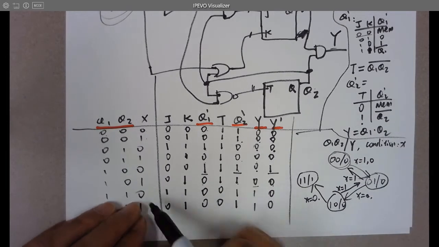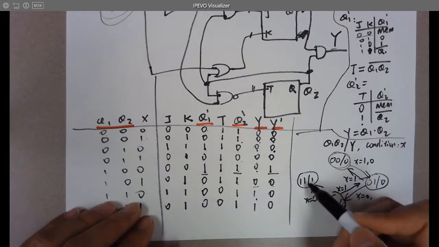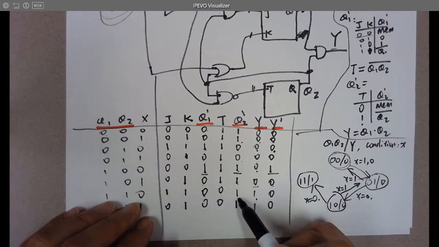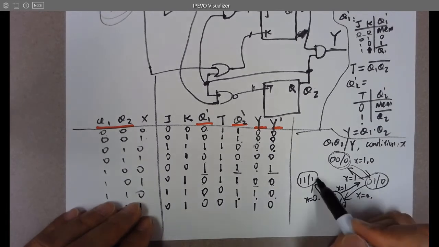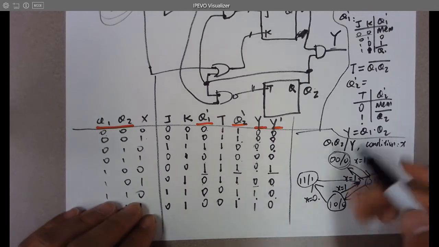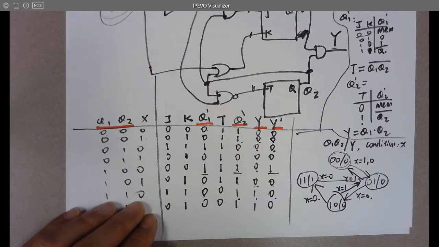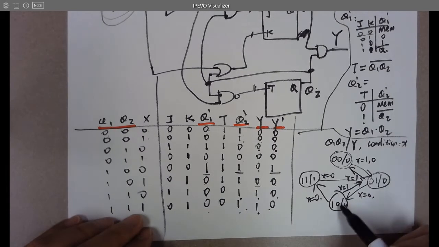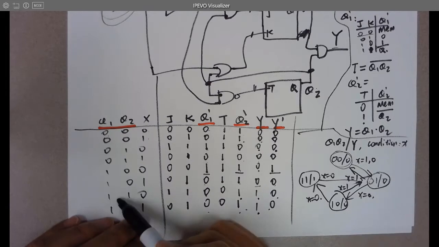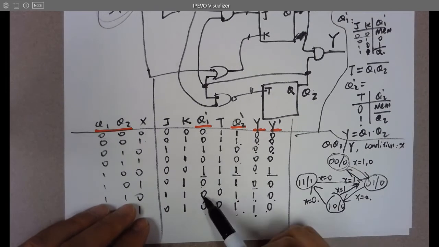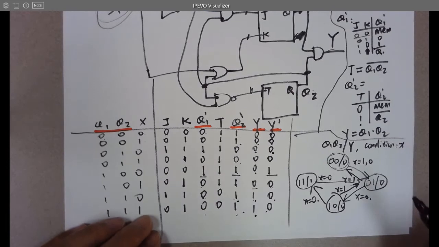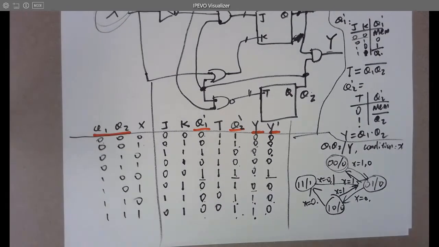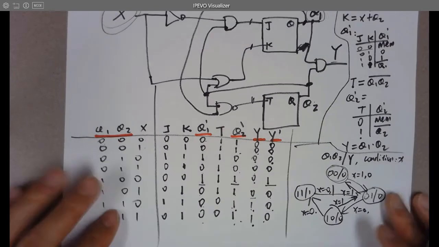And then we have 1,1,1 jumps to 0,1,0. Go to there when X is 0. And finally, we have 1,1,1 jumps to 0,1,0. Wait. 1,1,1 jumps to 0,1,0. Okay, it's the same jump. So both 1,0 will make this jump. Okay? And we're done with the state diagram.